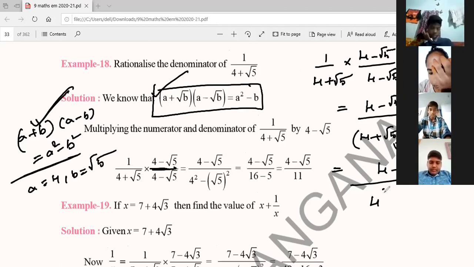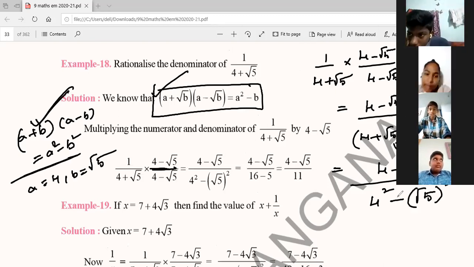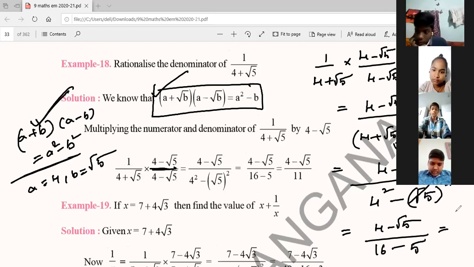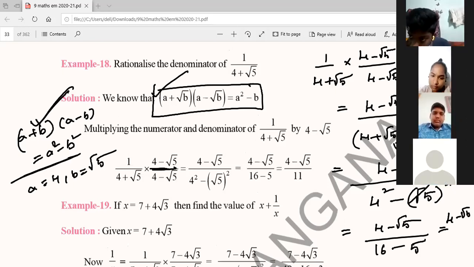So 4 square minus root 5 whole square. Now what does it become? 4 minus root 5 by 4 square, which is 16, minus the square root gets cancelled, 5. That is 4 minus root 5 by 11. This is the answer, the rationalization of the denominator.